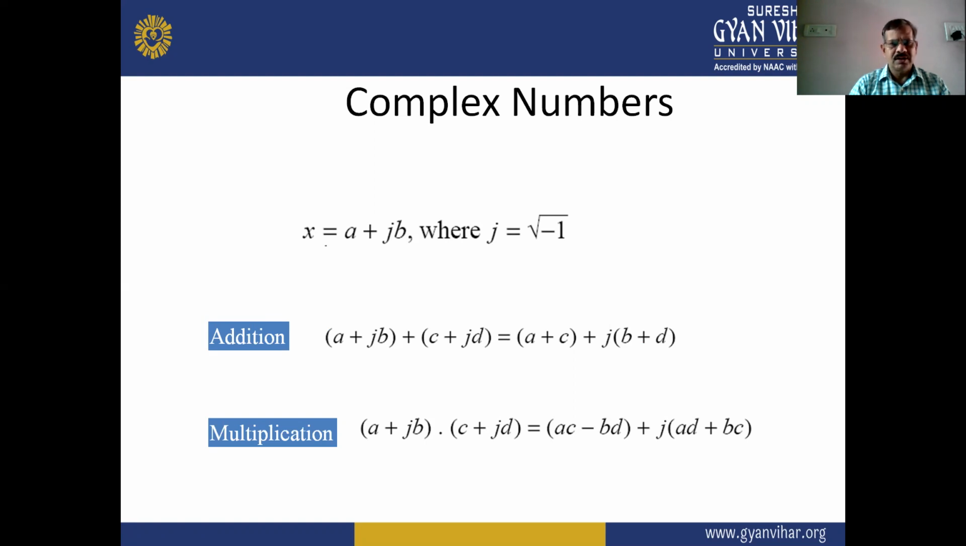Next we can multiply these two complex numbers. So a plus jb multiplied by c plus jd. What is the result of these two complex numbers after multiplication? That will be equal to ac minus bd, that is the real part, and j times ad plus bc, that is the imaginary part of the complex number in the multiplication.